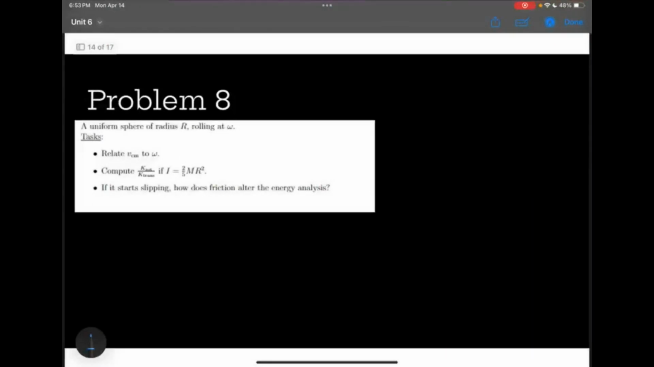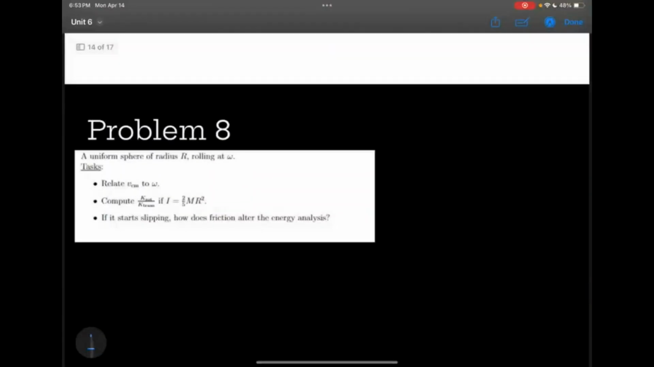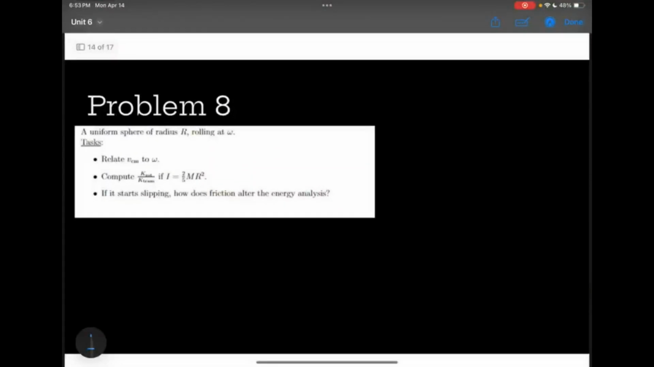And then here's just another question. I'd like you guys to do this independently. I'll show you the solution in fast forward here, but it works the same way. I just think it's good to get some extra rolling without slipping practice, as this concept is a little bit more challenging.